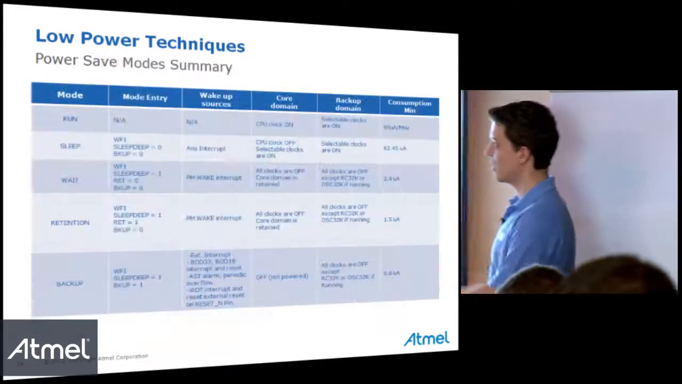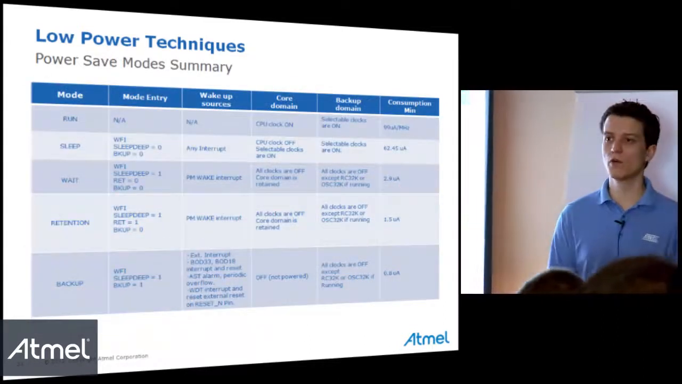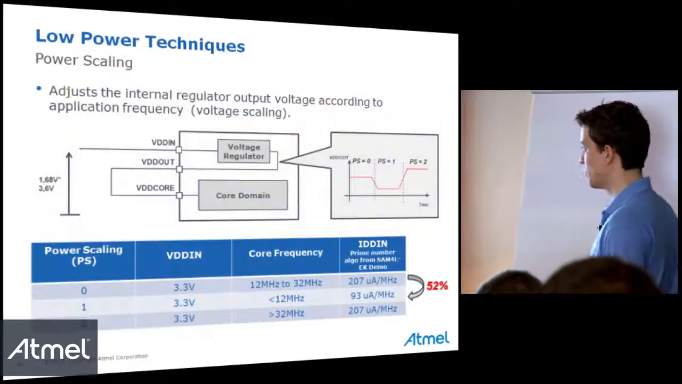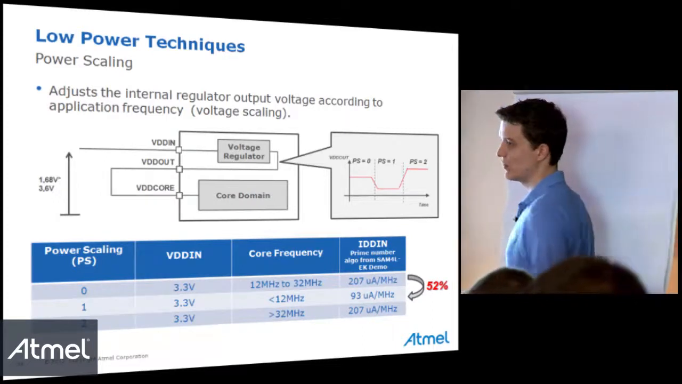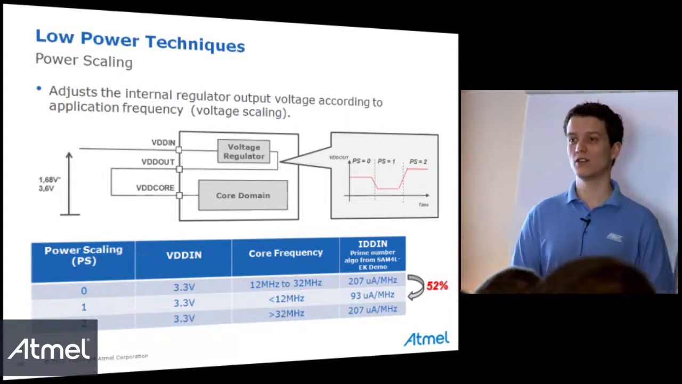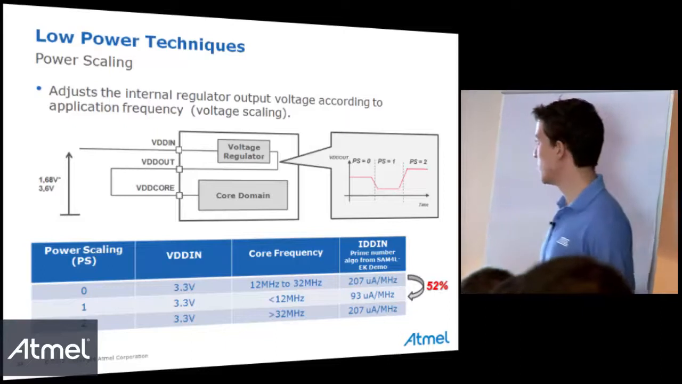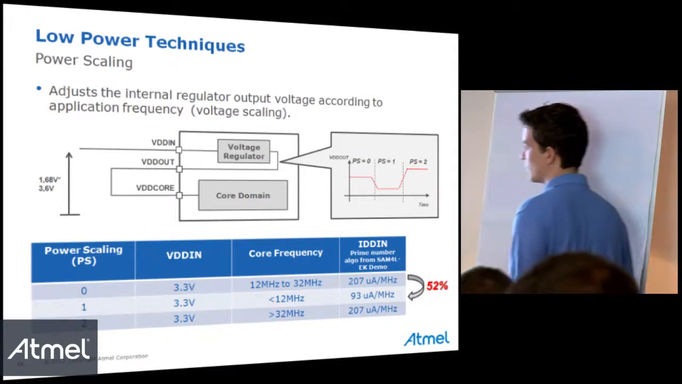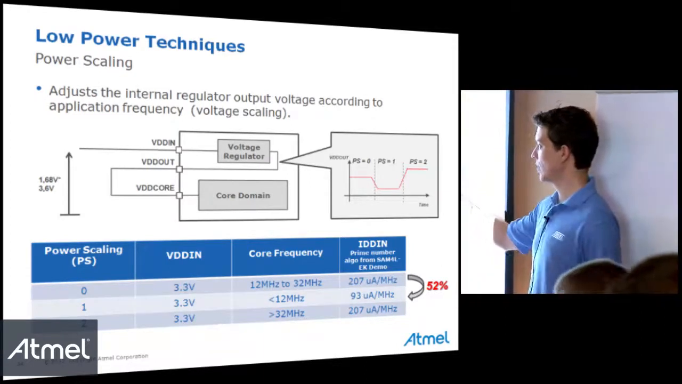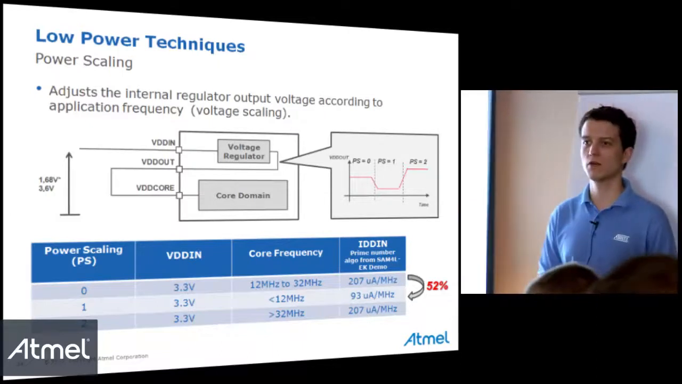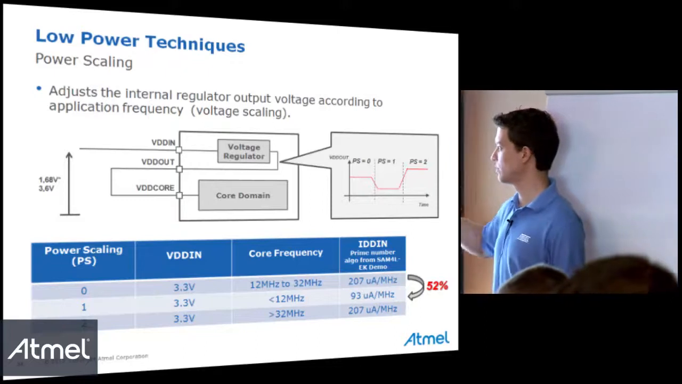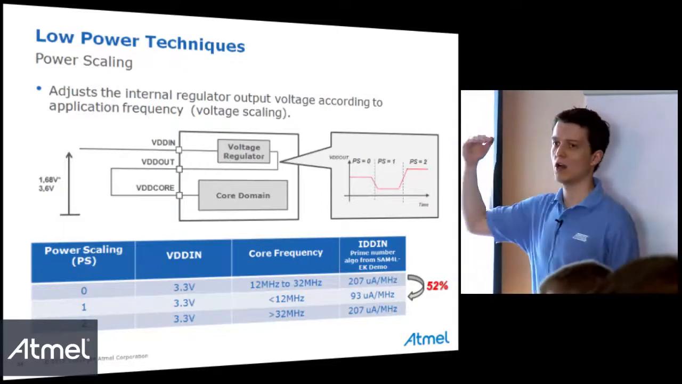So these are, let's say, standard low power modes that you can find in most Cortex-M products. The power scaling is another low power technique that you can find only on SAM4L. It mainly allows you to decrease the output of the voltage regulator. We have three modes: PS1, which will decrease the outputted voltage to the minimum, PS0, which is normal voltage, and PS2, which is a high level voltage.